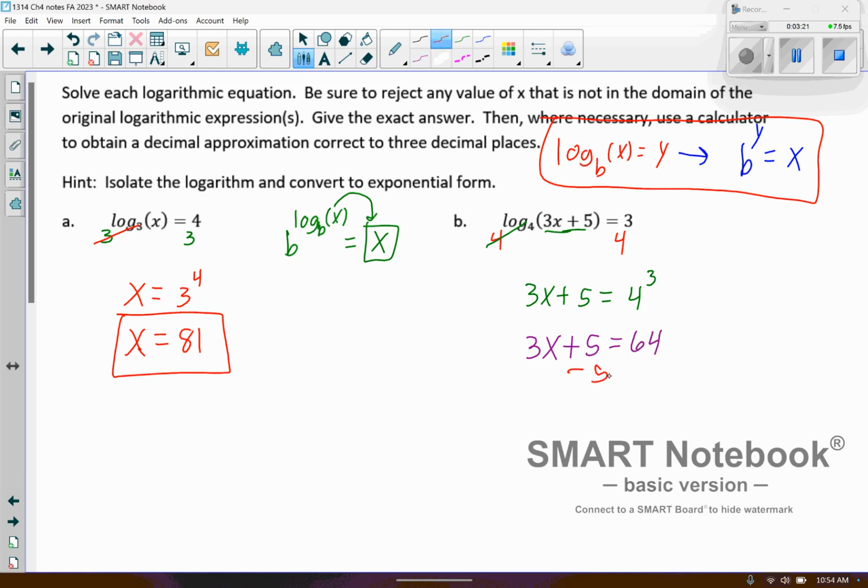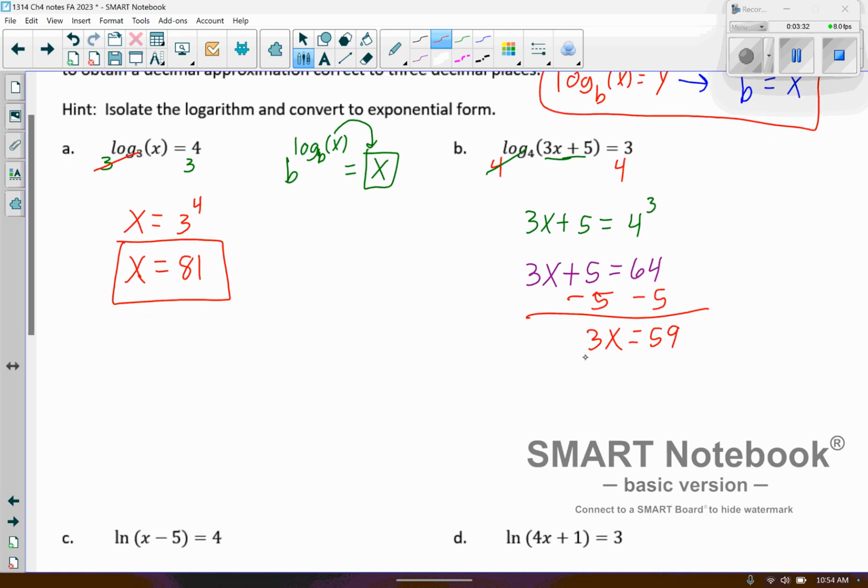Then we'll go ahead and subtract 5 from both sides, and we're going to get 3x equals 59. Then we'll divide by 3 on both sides. I'm just going to leave it like that because it does not divide evenly. So I'm just going to do 59 over 3.